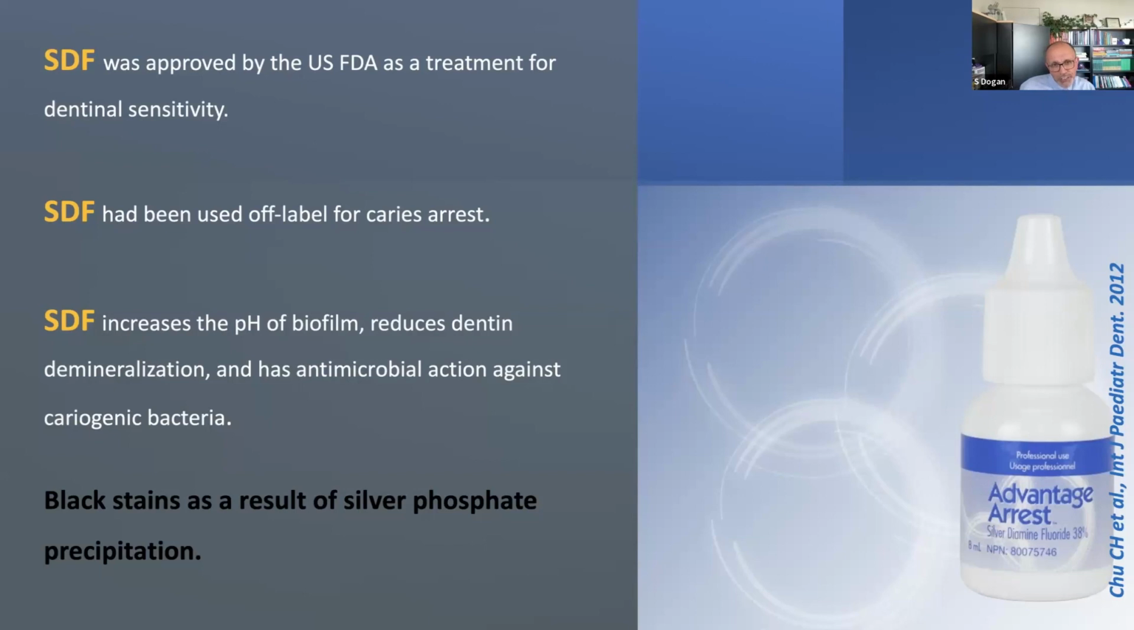But it's not a modern technology. We use it in emergency cases. You know, we have very old patients, they have root caries or initiation of root caries. We apply the SDF, it works nicely, but we need to be very careful when we are applying this SDF material.